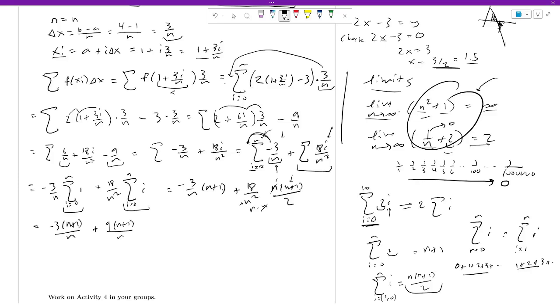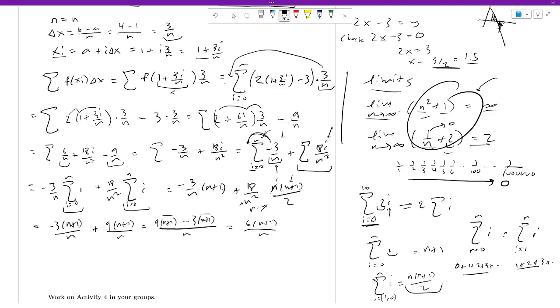Oh, cool. So I can combine both of these fractions because they have the same denominator. I'm going to get 9 times n plus 1 minus 3 times n plus 1, all over n. I could distribute the 9 through and the 3 through, but notice these are both just n plus 1. So how many n plus 1s do I have? I have 9 of them minus 3 of them, which means altogether I have 6 copies of them. I have 6 times n plus 1, and then I'm dividing by n.